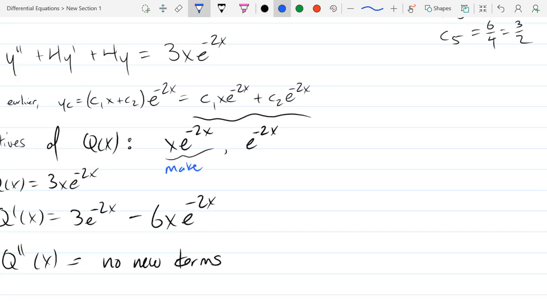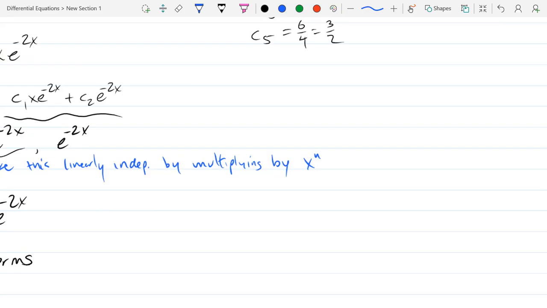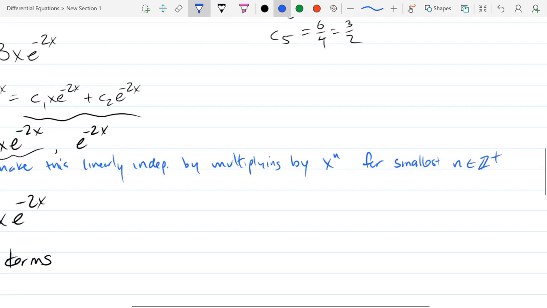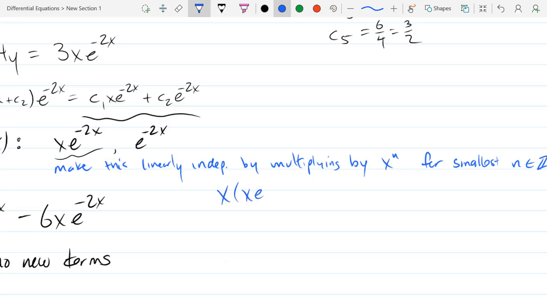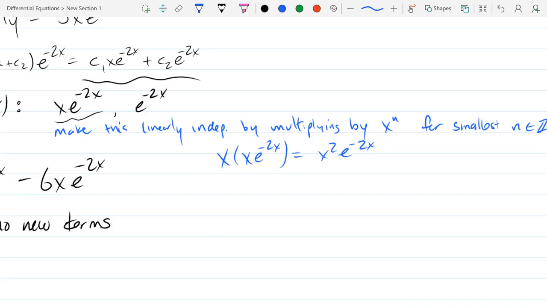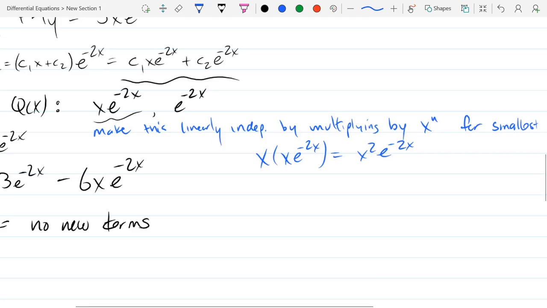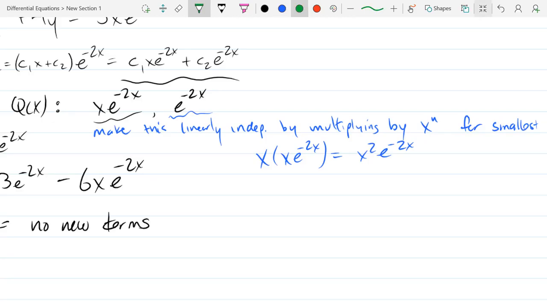So it looks like if I multiply them, we'll do one term at a time. It doesn't matter which one we do first. We'll just start with that term first. So we're going to make this linearly independent by x to the n for the smallest integer power of n. And if we multiply by just x, we will get x squared e^(-2x), which will be independent from our original two up here. So they had constant and then x. There was no x squared e^(-2x) term. So there's our new independent term.